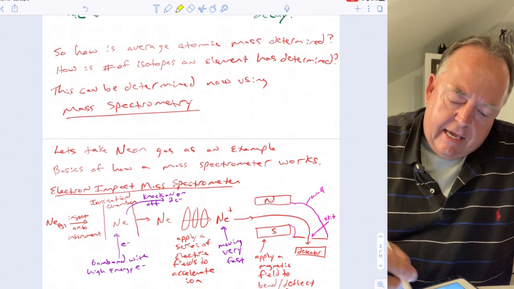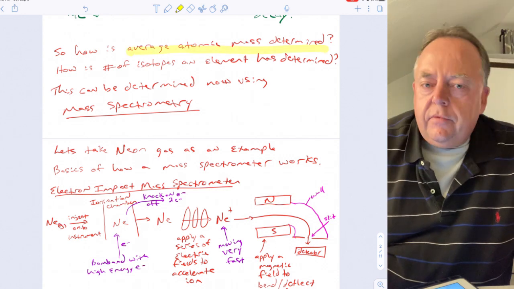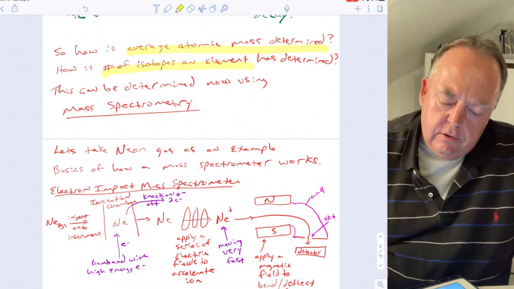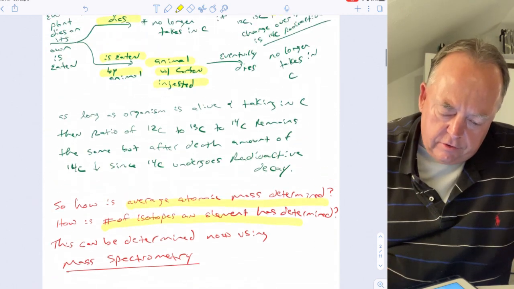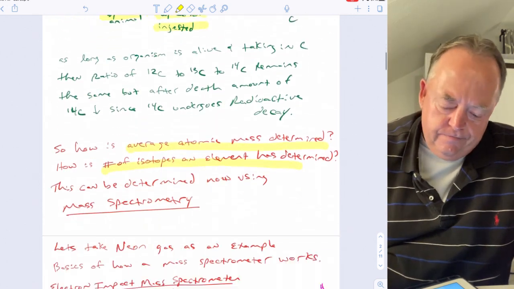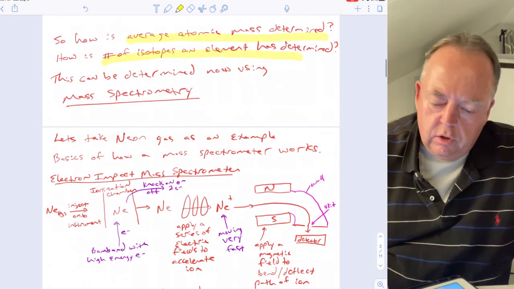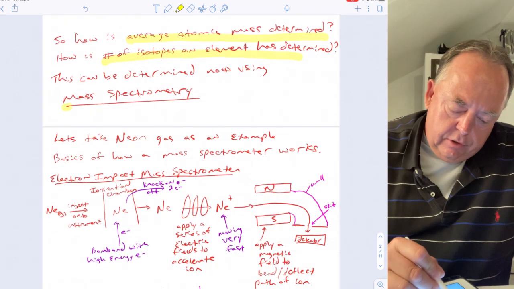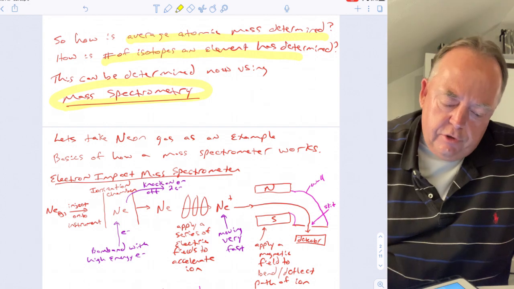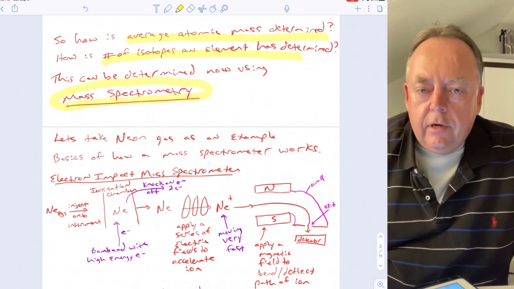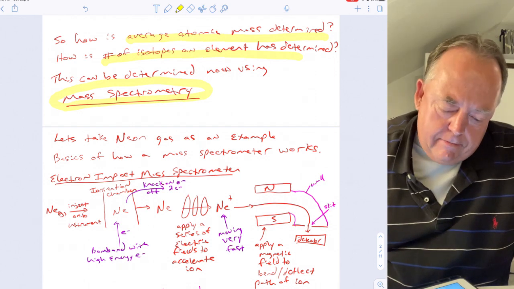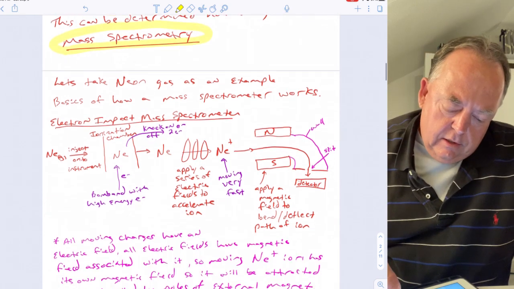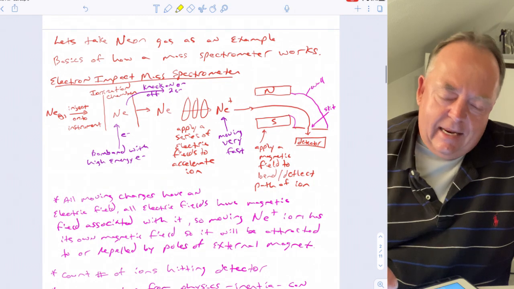Okay, so how is the average atomic mass of something determined? And how do you determine how many different isotopes an element has? How do you know that there's 3 isotopes of carbon in nature? How do you know there's only 1 isotope of fluorine in nature? To do that, nowadays you can use an instrument called a mass spectrometer, so you can do mass spectrometry. We'll go through how basically a mass spectrometer works, and we'll use neon gas as an example.